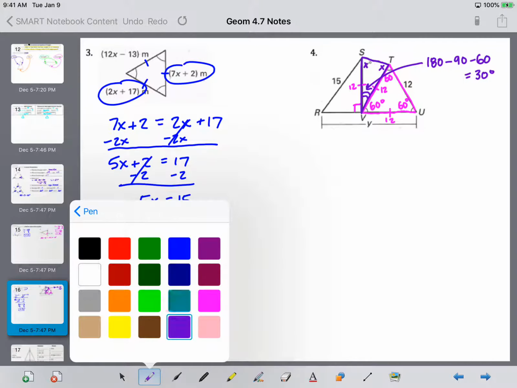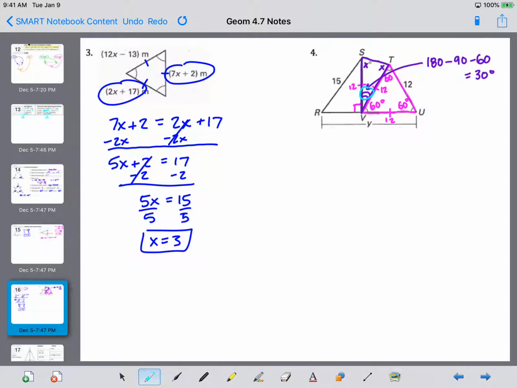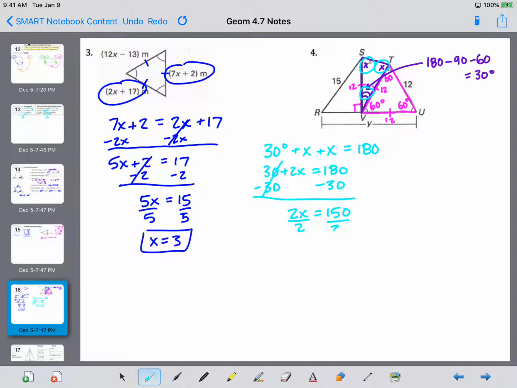And now we can set up an equation to find x. I've got 30 degrees here. I've got an x plus an x. Those three have to make 180 degrees. All right, I'm going to move this over a little bit so we've got some room to work. So 30 plus 2x equals 180. Go ahead and subtract your 30 from both sides. These cancel. You get 2x equals 150. So if we divide by 2, x is 75.